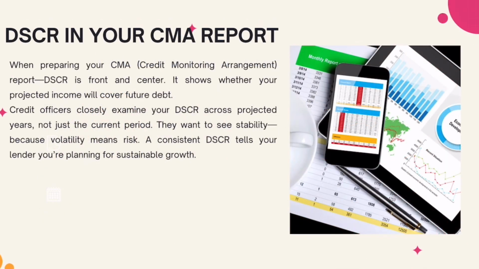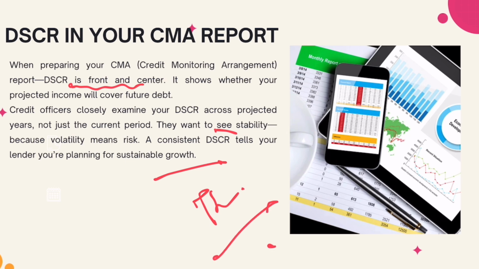DSCR in your CMA report. When preparing your CMA credit monitoring arrangement report, DSCR is front and center. It shows whether your projected income will cover your future debt or not. Credit officers always closely examine your DSCR across projected years, not just the current period. They want to see the stability because volatility means risk. A consistent DSCR tells your lender you are planning for sustainable growth. That is why you are taking the term loan, because it will increase your productivity.